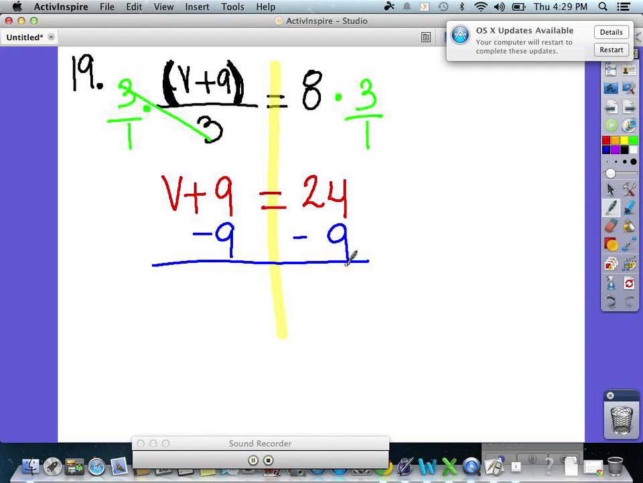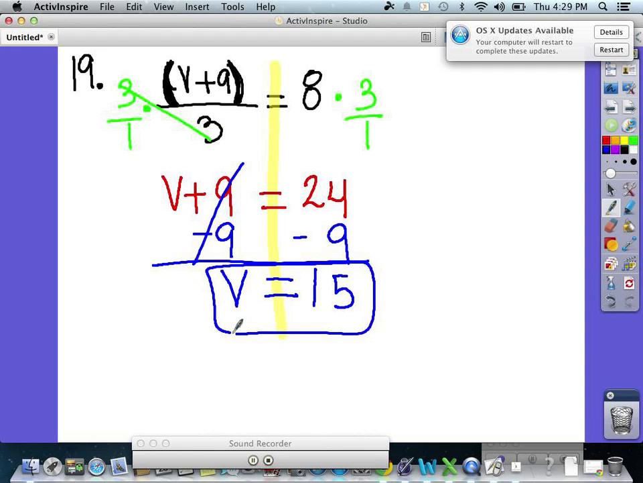This is going to cancel out. Now we have 24 minus 9, which will leave us with 15. We only have v left here. V equals 15. This is your answer.